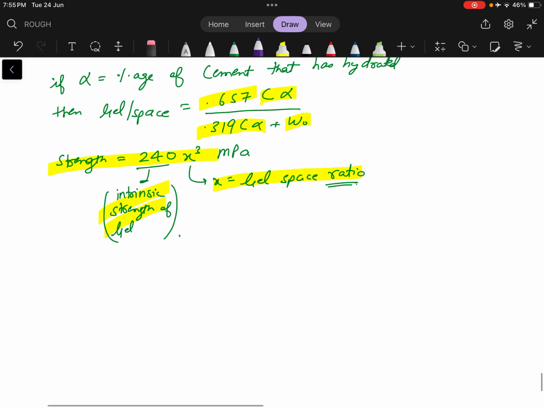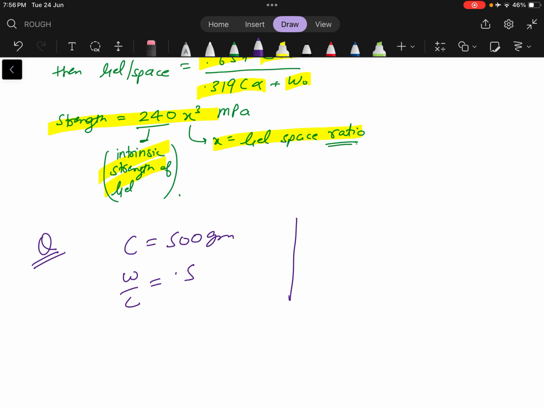So we can also do a question. We need to calculate the gel space ratio and the theoretical strength of a sample of concrete which is made with 500 gram of cement, and water by cement ratio is 0.5, and we need to give the gel space ratio when it is 100% hydrated and when it is 60% hydrated.